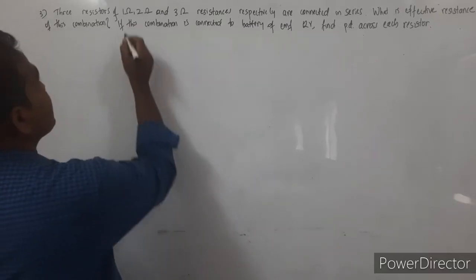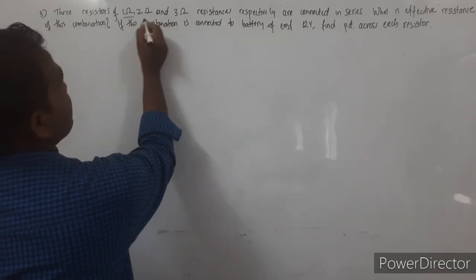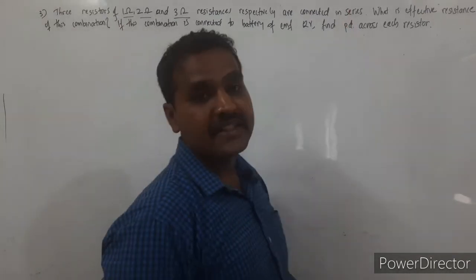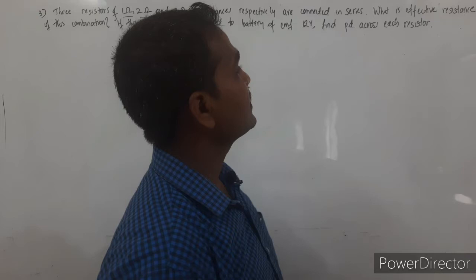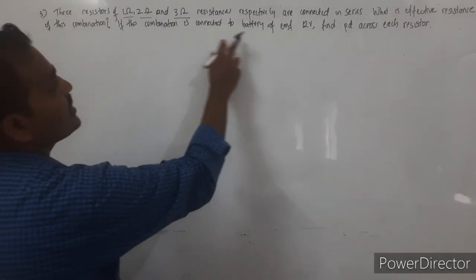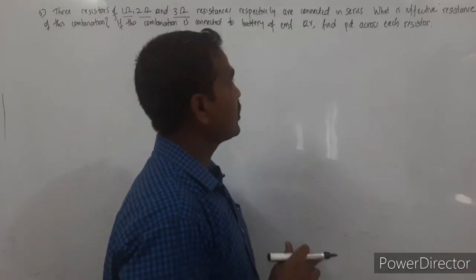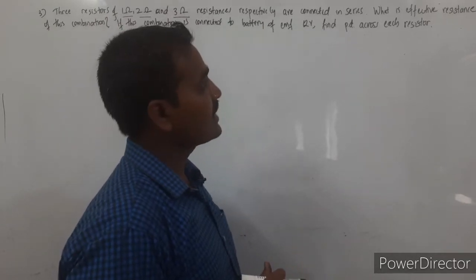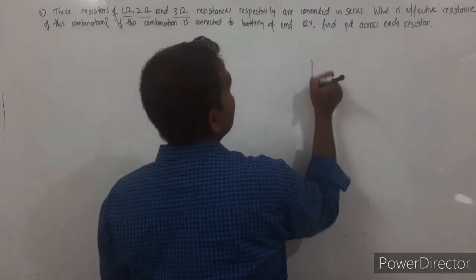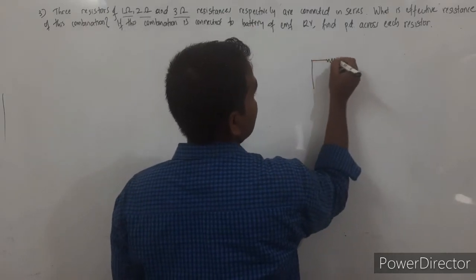It is given that 3 resistors of resistances 1 ohm, 2 ohm and 3 ohm are connected in series. What is the effective resistance of the combination? And if the combination is connected to a battery of 12 volt, find the potential difference across each resistor. Very simple problem they have given. We have the series combination of 3 resistors.